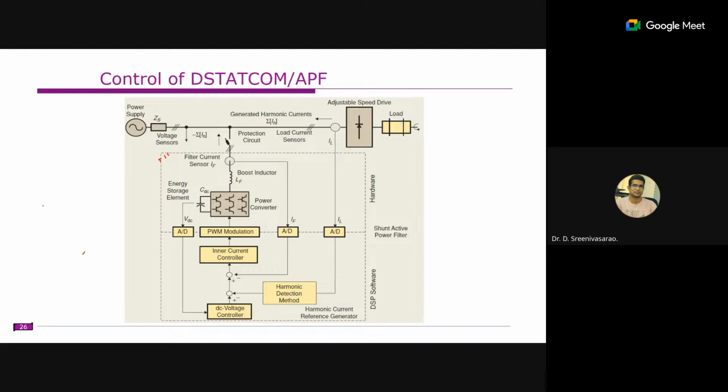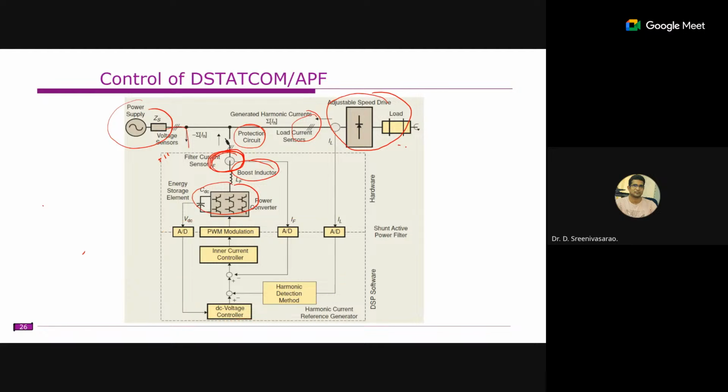So this is the overall setup here. We have some applications like speed control, a motor drive, or some load, and we have the supply here. We need to sense the voltages here, we have some protection circuit here, and we need to sense the load currents. We normally have a boost inductor or coupling inductor here, and we have this power converter.